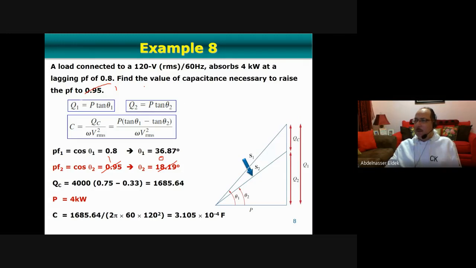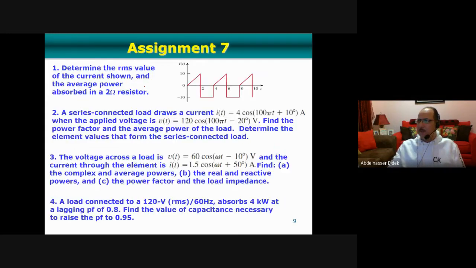Okay, I believe this is the last problem in this chapter. This will be the assignment. The assignment consists of 4 problems. These 4 problems are already solved, so please try to understand them, and if you have any questions, let me know in the live lectures.